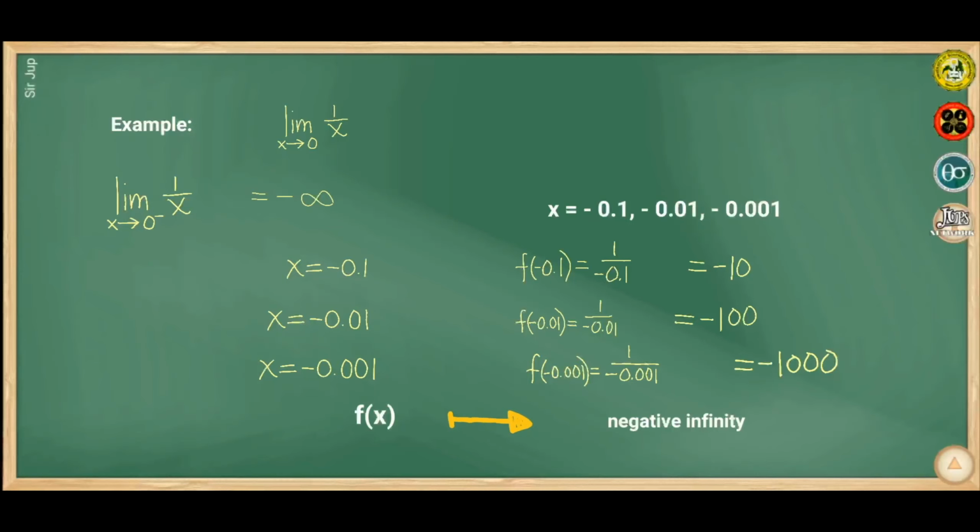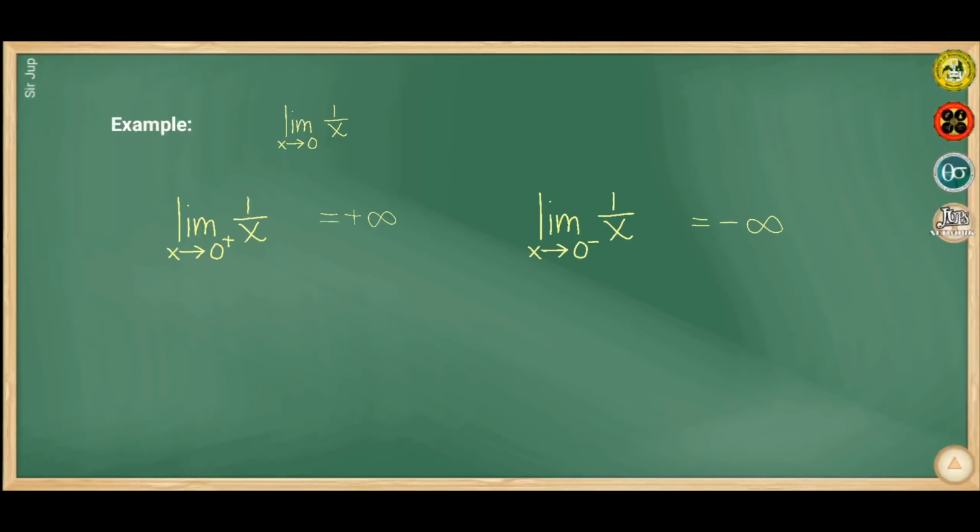If we compare the two-sided limits, they are not equal. This means that the limit does not exist o walang value ang limit of 1 over x as x approaches 0.